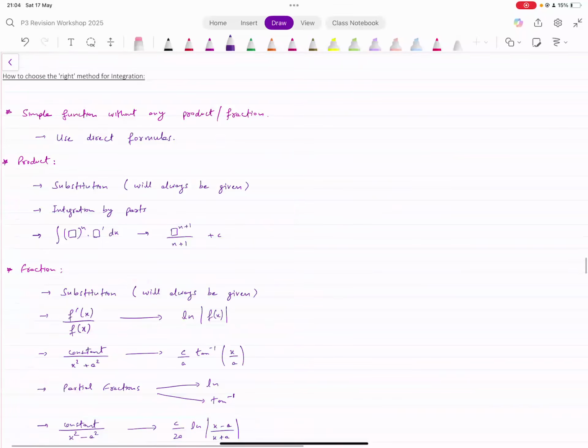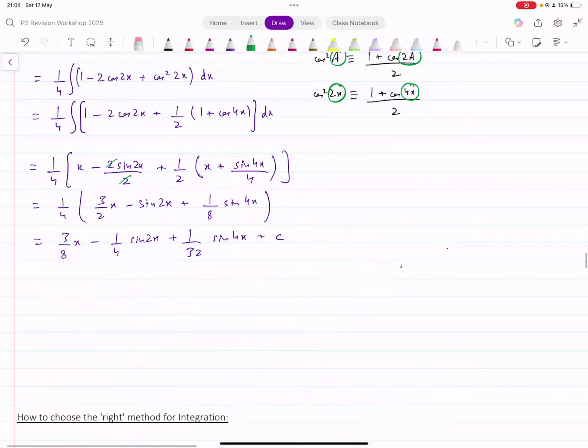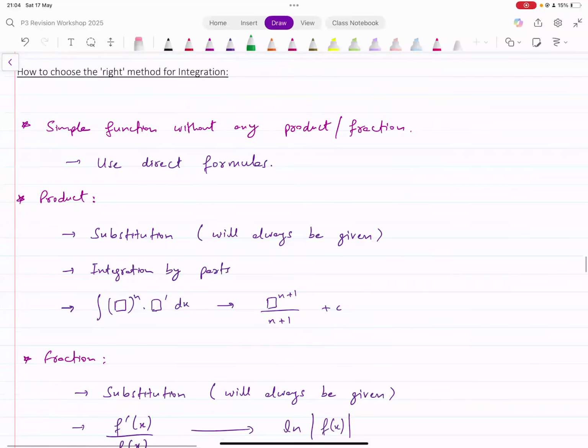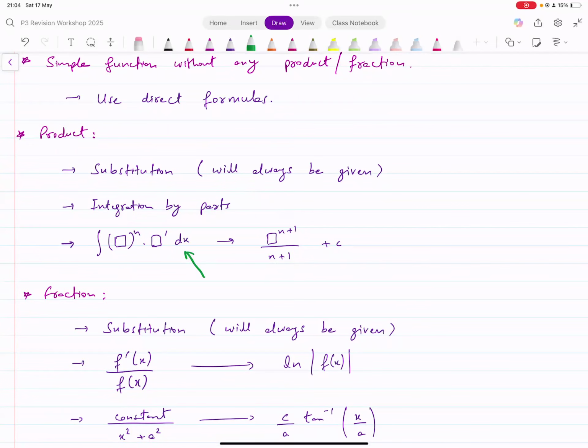If you have any simple function without any product or fraction, use direct formulas that we discussed in the very beginning. If you have a product, you can either use substitution, that will always be given, unless you have sine cube, tan cube, cos cube. For them, you can memorize those 3 substitutions. Apart from that, if it's any other substitution, that will always be given in the question. The other possibility is integration by parts. If they're not given a substitution, you might be able to do integration by parts, or that extended power rule that we discussed. When you have the derivative of what is inside multiplying outside like this, you could use this extended power rule for products. These are the options that we've got for products.